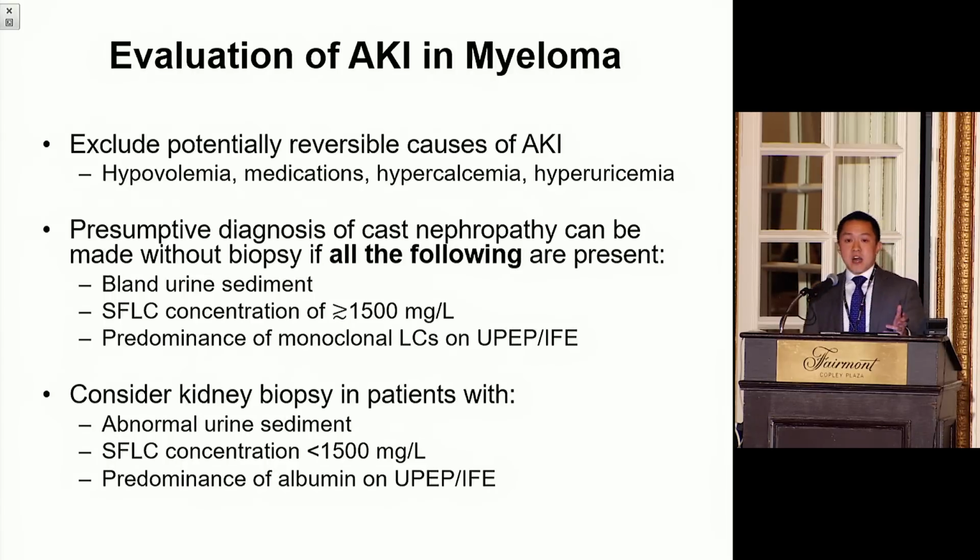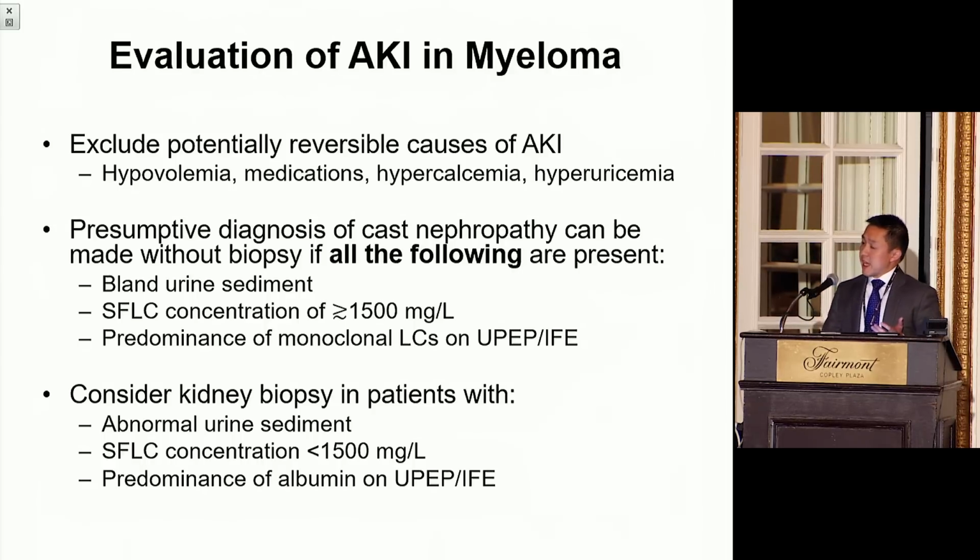Based on this initial evaluation, we can start by excluding potentially reversible causes of AKI. So if they have a history of hypovolemia, if you've identified medications that might be toxic, if they have hypercalcemia or hyperuricemia, we can try to reverse these causes first. If there's no improvement in the renal function after this, then we have to be concerned about some of these other causes like cast nephropathy.